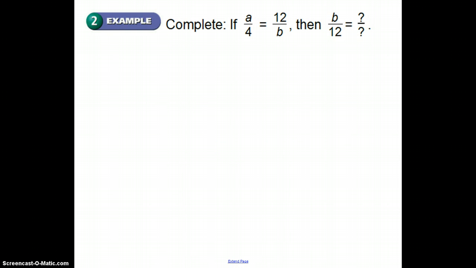It says complete if this, then this. So first of all, I'm going to use my highlighter. You know how I am with the highlighters. A and B. If I go over here, I know there's B. Something's going to have to go there. If I look at the other one, I have 4 and 12, and I see the 12 over here. I did the highlighters to help me.